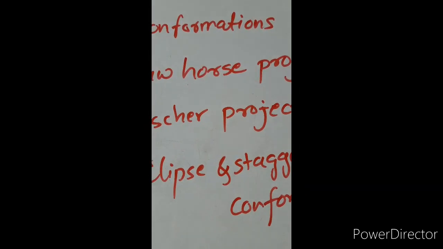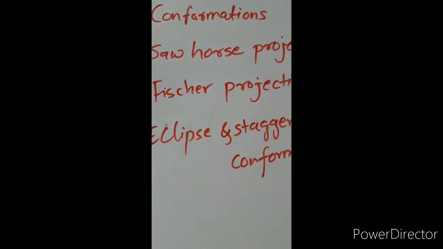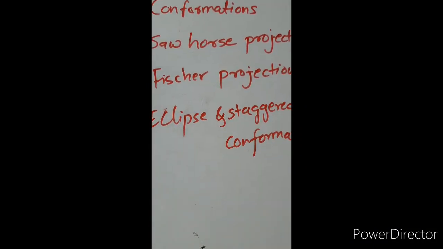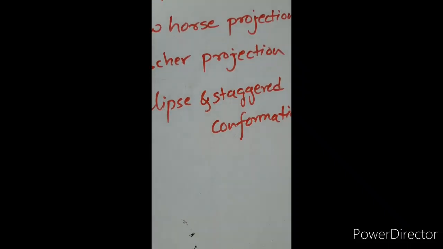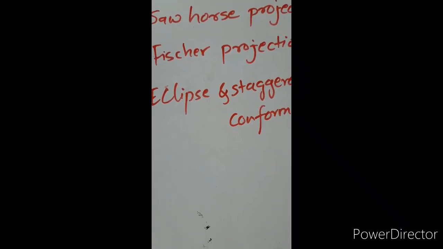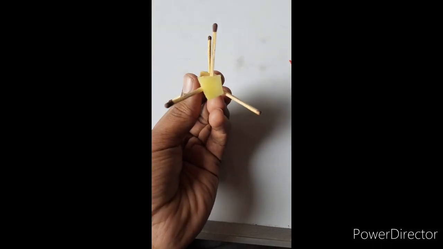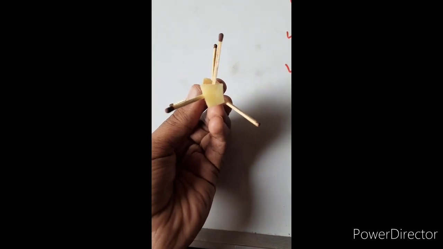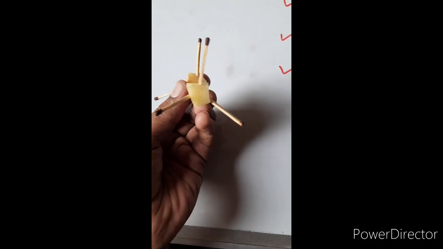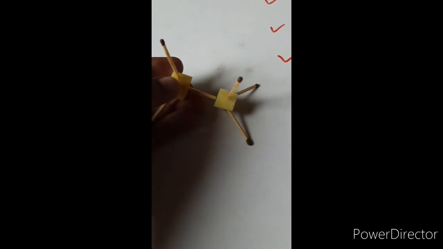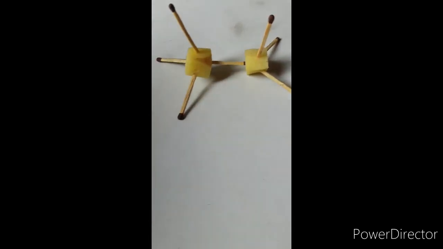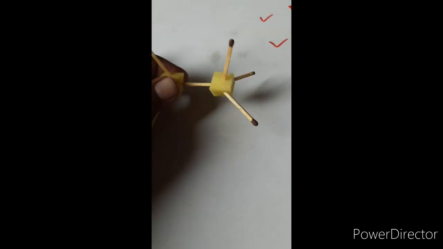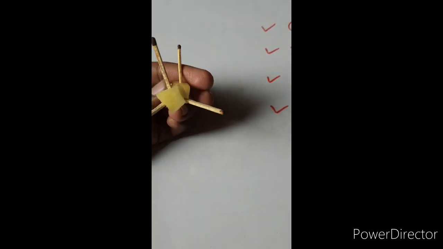We can also study various conformations, and we can study Sawhorse projection, Fischer projection, as well as eclipsed and staggered conformation with these simple models. If you see what you are seeing, this is eclipsed conformation. Then you can rotate this bond, you can see staggered conformation also. When you keep it like this, you can study this Sawhorse projection like this. So it is possible for you to study these various conformations.